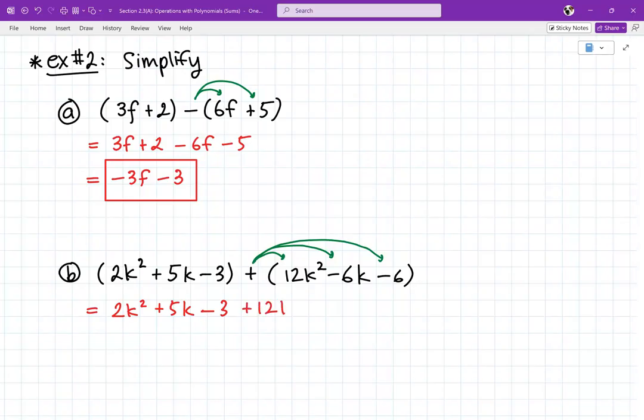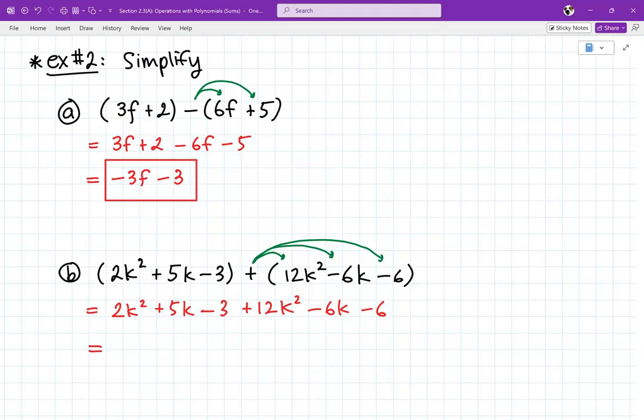So I'm going to keep it positive. See how the negative 6k is negative? I'm going to keep it negative. And the minus 6 there, it's going to stay minus 6. It does not change signs. That's why we say that B is easier than A, because in A, I had to switch signs because I had to distribute a negative. Whereas for part B, I don't have to.